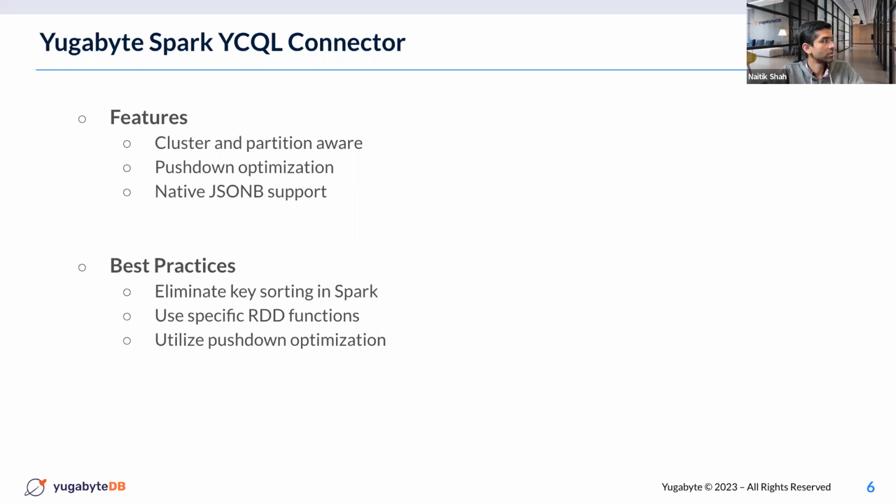The other feature that we have is native JSON-B support. This is a very unique feature of the Yugabyte Spark connector. Even for YCQL, we do support the JSON-B data type for columns. It's a unique feature because JSON-B values are processed using the Spark JSON functions, like getJSON object, and you can use that to select a specific attribute within the JSON object. You can also perform filtering on that JSON, with certain conditions, etc.